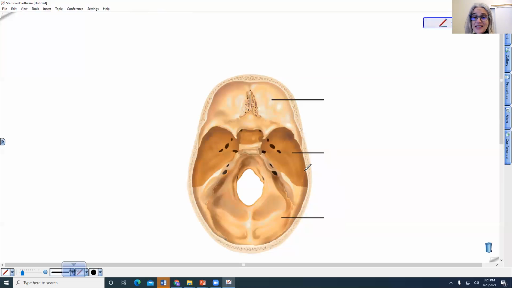Now we can actually look down inside of the cranium, and we can see that inside the cranium there are spaces. We can talk about those spaces as being where the brain sits, and that's how the brain is protected. These are called fossae because they're indentations for your brain. And this is towards the front, right? And this is towards your back. And so this is what is called the anterior cranial fossa.